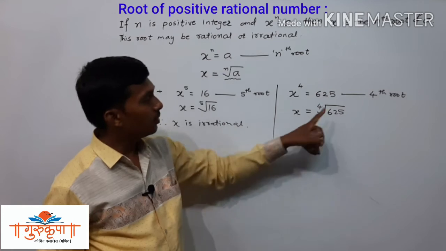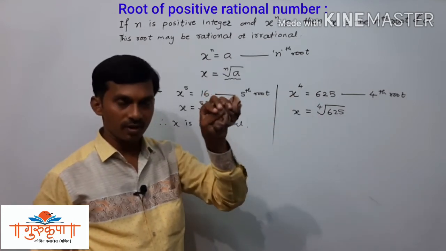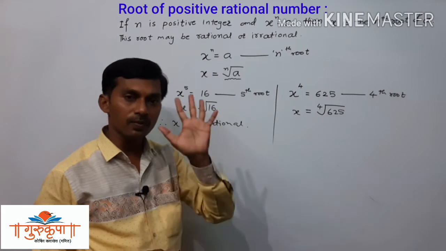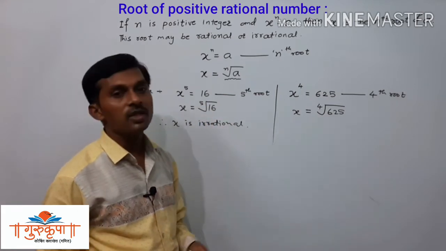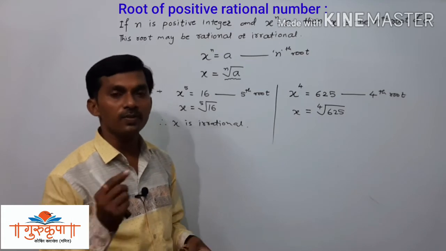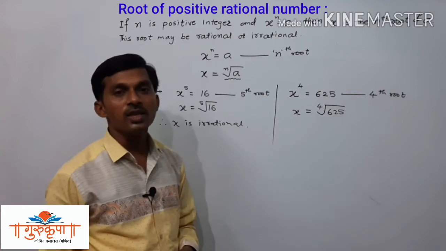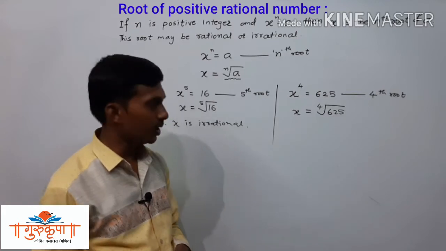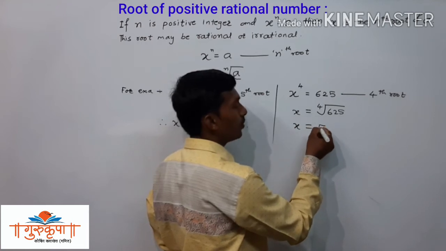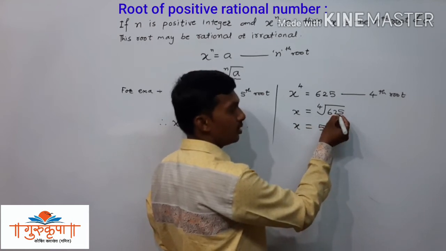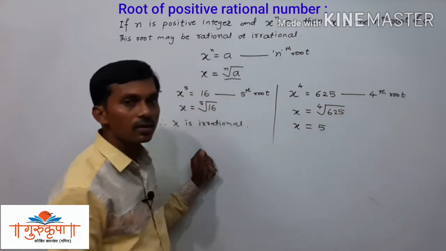That is 5 into 5 into 5 into 5. If we take the product of the number 5 four times, then the product is 625. You can check on your page, 5 into 5 into 5 into 5, and that product is 625. Here you can write x is equal to 5. We get the fourth root of 625, and that is 5.